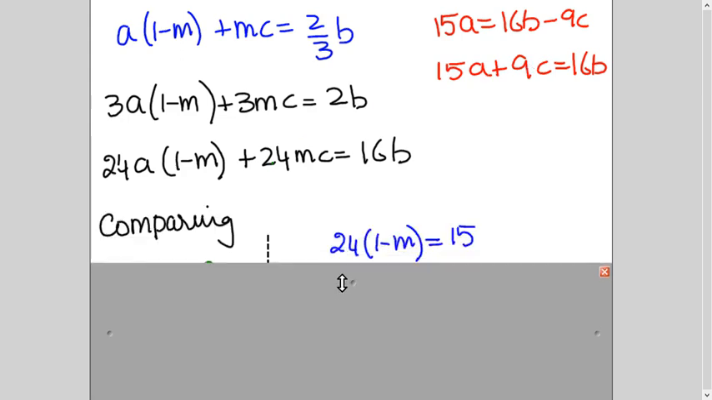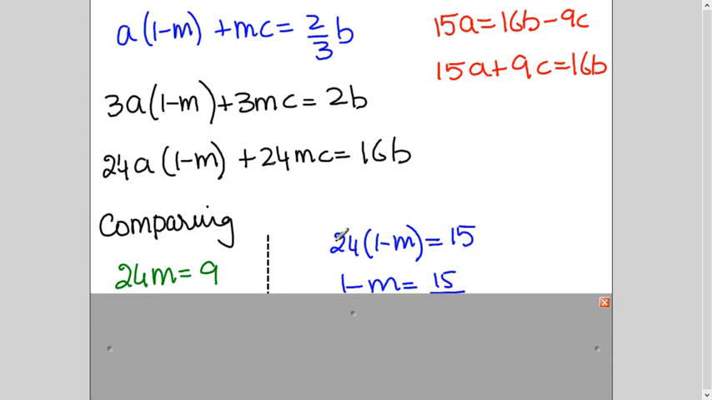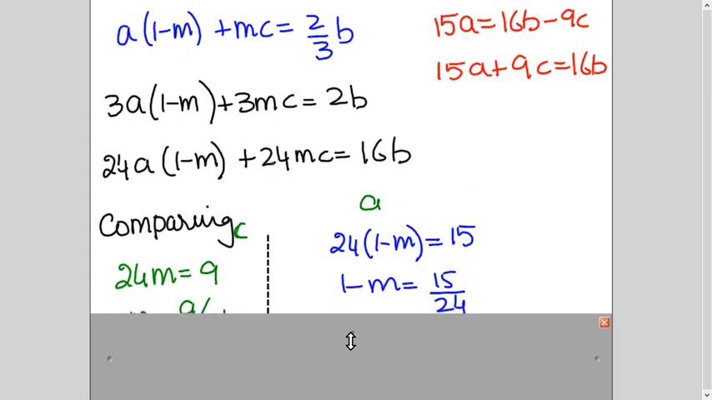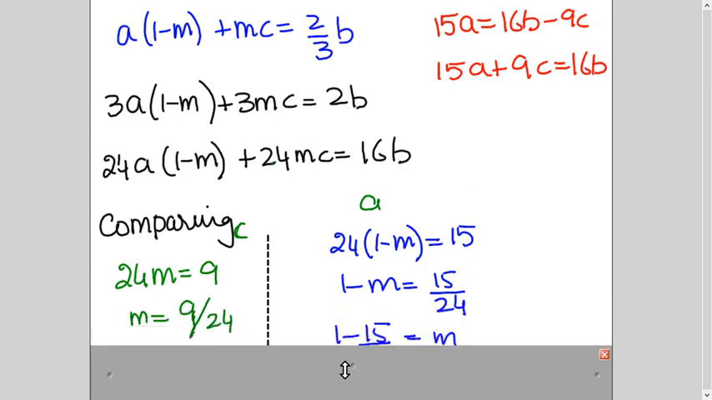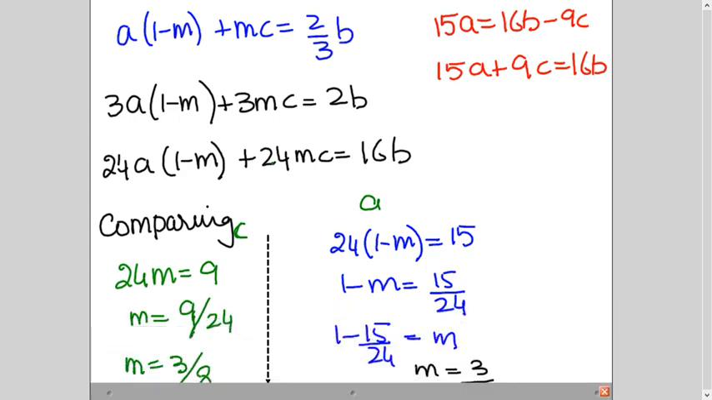So whatever you like, you can equate it. So here I'm equating the coefficients of A, and here I'm equating the coefficient of C. You can see 24M equals 9, and here 24 times 1 minus M equals 15. And then after that, a simple calculation to find the value of M, and both will definitely give you the same answer. So you found the value of M, which is 3/8.